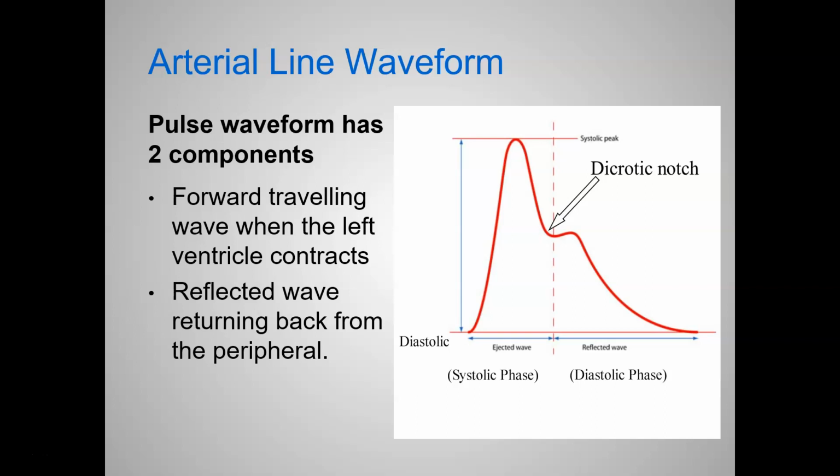So we flush it out, we zero, connection's good, pressure bag value good, everything's good, and it's still the same. You may have to go grab another more experienced nurse to troubleshoot it, or you may not be able to fix it. But that's why maintaining the line is so important.